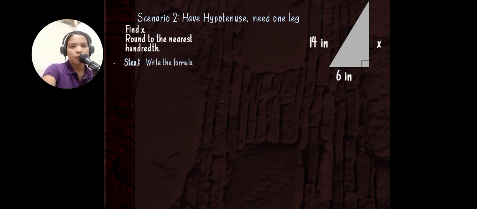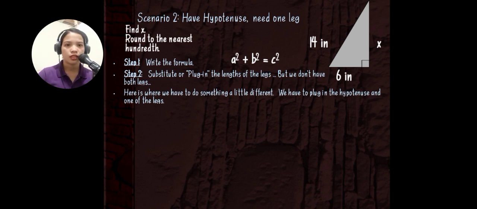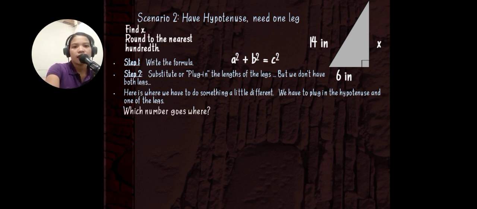Alright, so step 1, write the formula. We have here a squared plus b squared is equal to c squared. And step 2 is to substitute. Okay, so here we have to do something a little different. We plug in the hypotenuse and one of the legs. The next question is, which number goes where?